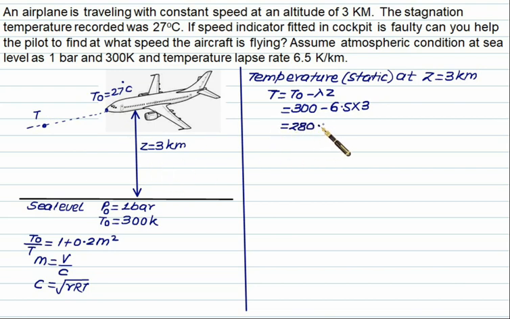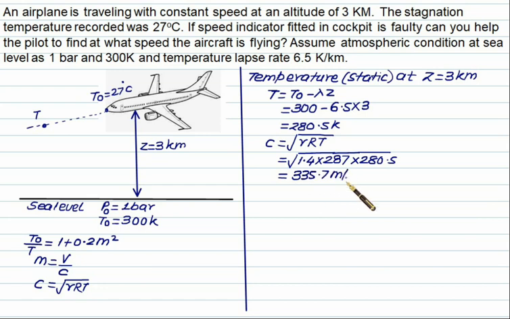Once we know the temperature at this altitude, we can calculate the velocity of sound using the relation under root of gamma RT. This time the working fluid is air, so we can take gamma equal to 1.4, gas constant equal to 287, and the temperature at the given altitude. Remember to take static temperature only, that is 280.5. So velocity of the sound will be 335.7 meter per second.